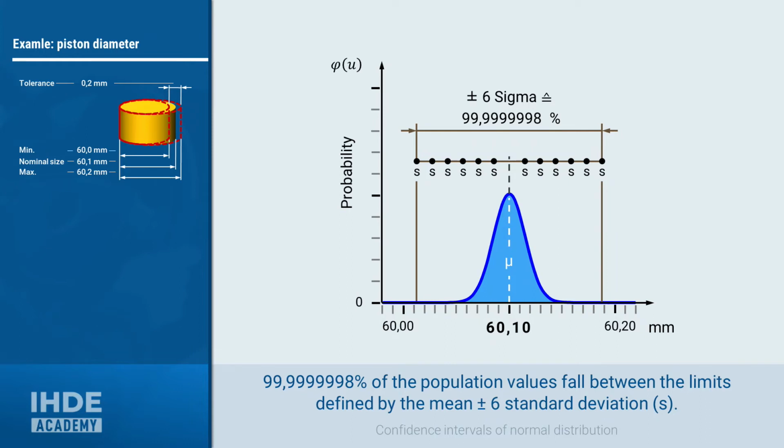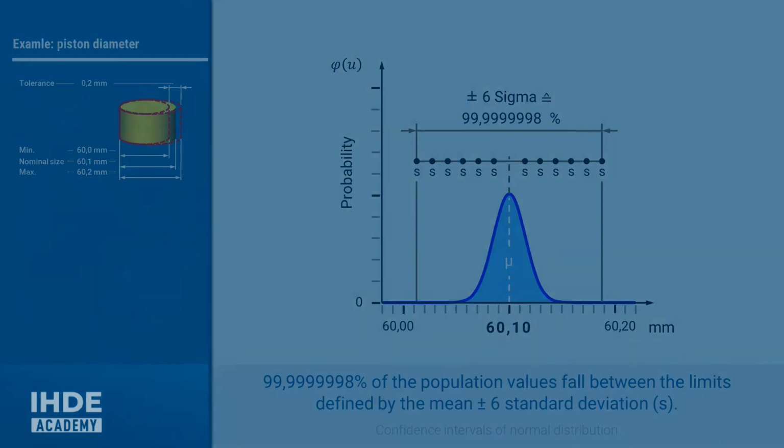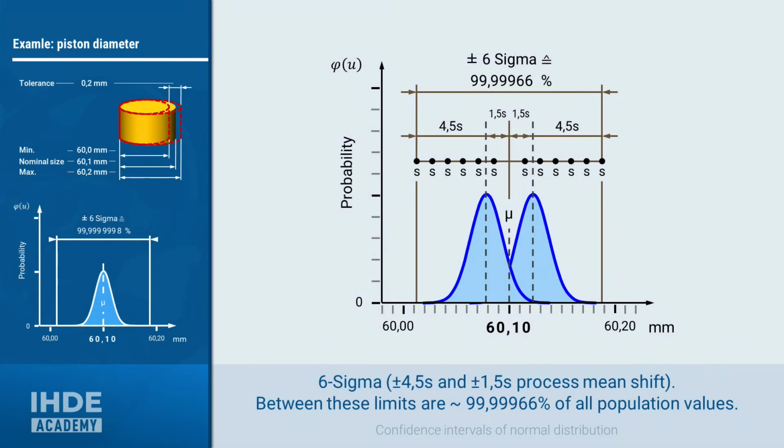Because with this requirement, you have a safety buffer that takes into account the potential fluctuation of the process location. If one assumes, for example, that the process location can naturally fluctuate by 1.5 times the standard deviation, then only 99.99966% of all values would be within these 6 sigma limits. This still provides a sufficiently high level of security against making out-of-specification characteristics.